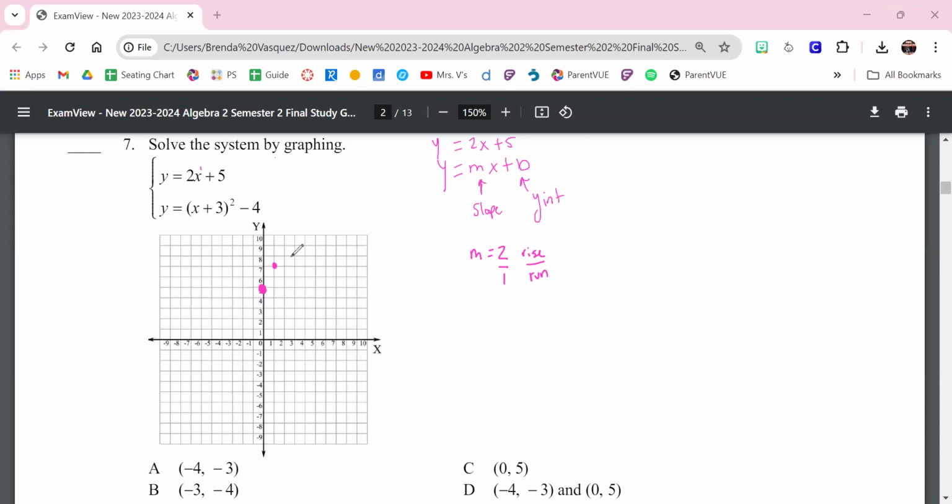All right, next point. Up 2 over 1 to the right. Up 2 over 1, and we're out of the graph. Now, if we need to continue in the opposite direction, we're going to go down 2 and to the left 1. We're going opposite. So remember that we have to keep the same trajectory of that line. And we are able to plot the next point.